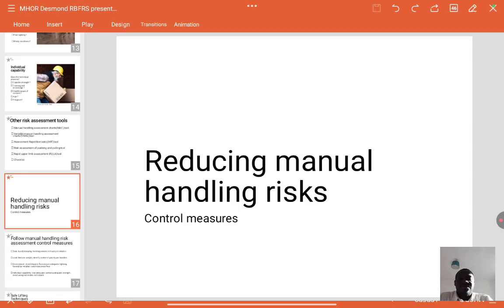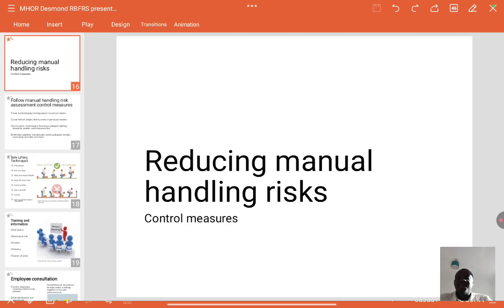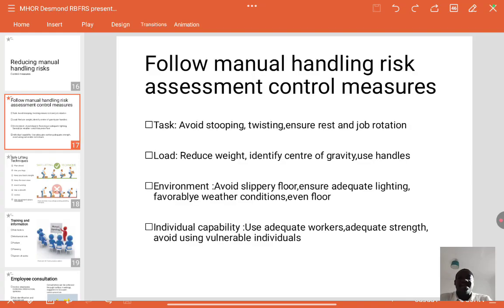Let's come to the last part of the presentation that has to do with ways to reduce manual handling operations. Whenever you do a risk assessment, the most important thing that you would be coming out with is control measures and ways to reduce or avoid the manual handling injuries that are likely to happen. So this brings us to the next slide: follow manual handling risk assessment control measures.